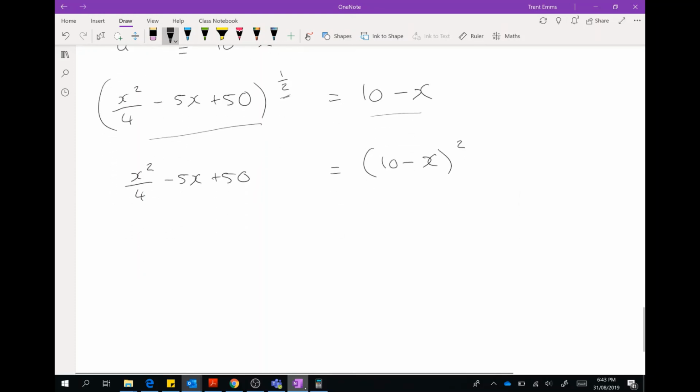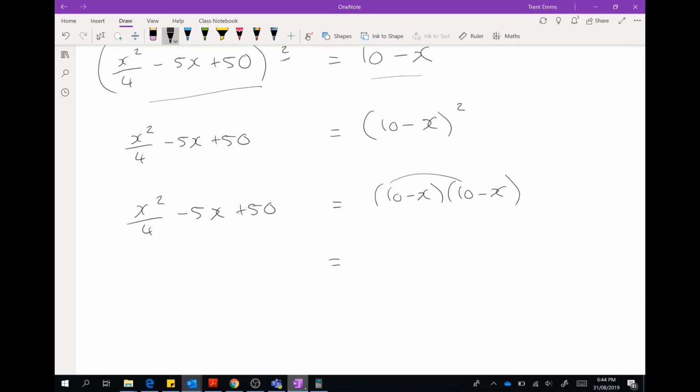this. Remember, it's the double brackets, not just squaring each individual term, which is a common mistake. Which will give us 10 tens are 100, 10 times negative x is negative 10x, minus 10x again, and negative x times negative x is positive x squared.